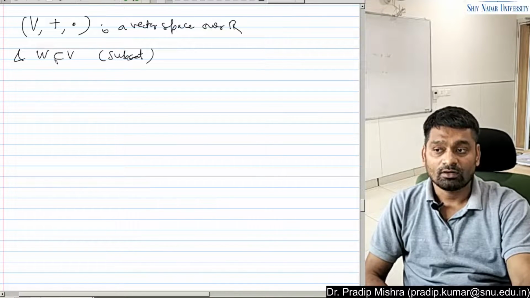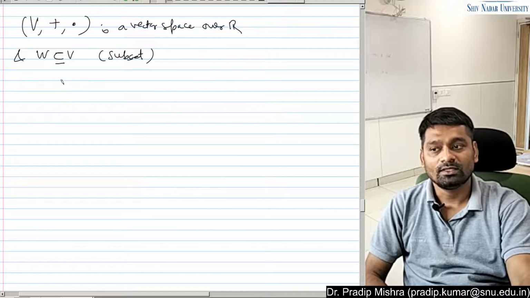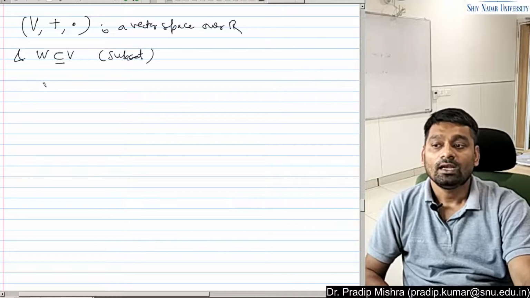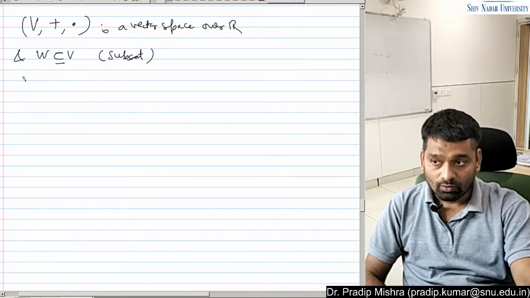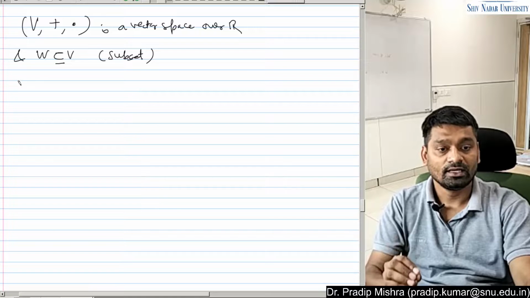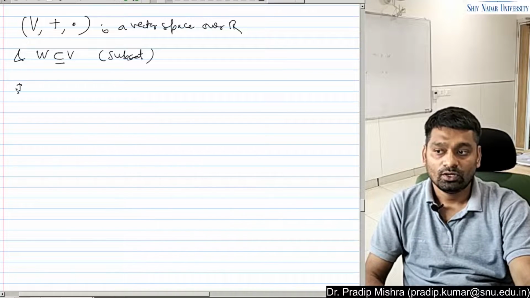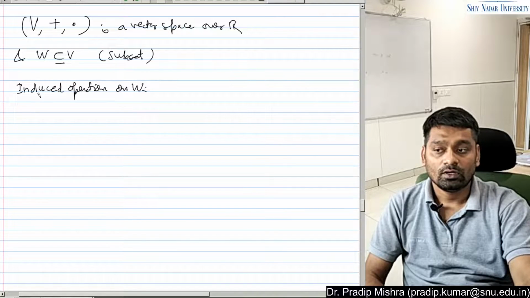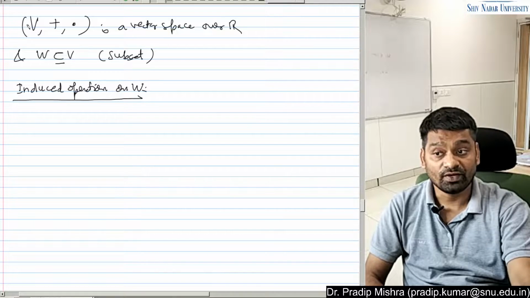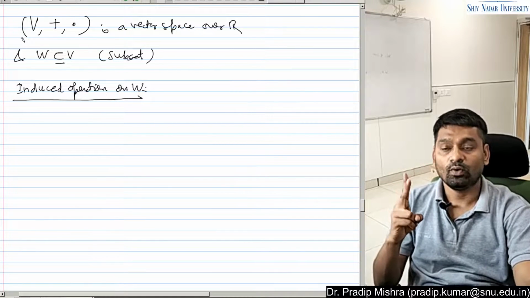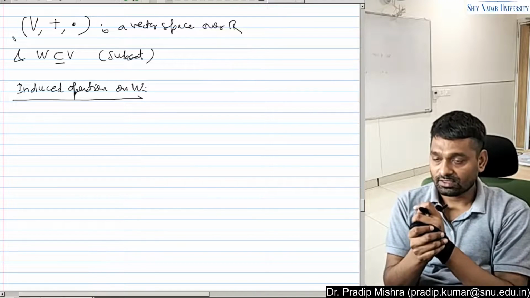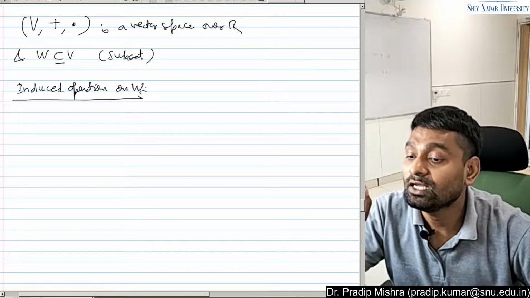Now the question is, or more precisely, if you are comfortable with equality, I will put the equality, but this much is enough actually. W is a subset of V. Now we will define the induced operation on W. V is a vector space, so V has two operations: one is scalar multiplication and the other is vector addition. So we will define the induced operation on W.